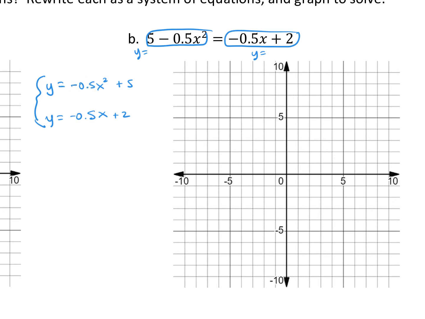Okay, so this -0.5x squared plus 5, this -0.5 is our a value. It's going to open down. It's going to widen our graph. This plus 5 tells us that our graph shifted up 5 units. So let's start by getting our vertex. We're going to go up 5 units and plot our vertex.